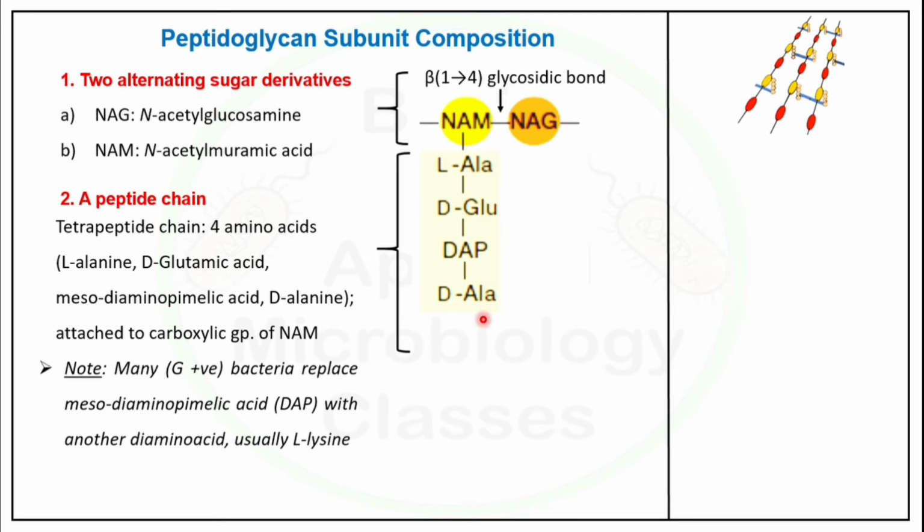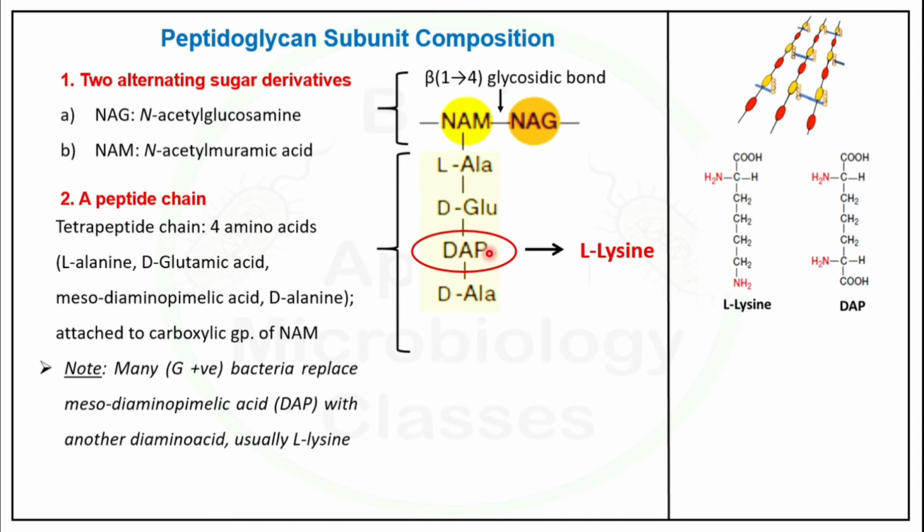Next point you should know, in case of many gram-positive bacteria, there is an exception: in many gram-positive bacteria, in place of meso-diaminopimelic acid, another amino acid is present, right? What we call L-lysine, right? L-lysine usually replaces what? Meso-diaminopimelic acid in case of gram-positive bacteria. So here I have clearly written many gram-positive bacteria replace meso-diaminopimelic acid with another diamino acid, usually L-lysine, right? Now one more thing you need to make clear, why is L-lysine going to replace meso-diaminopimelic acid, why not D-glutamic acid or L-alanine?